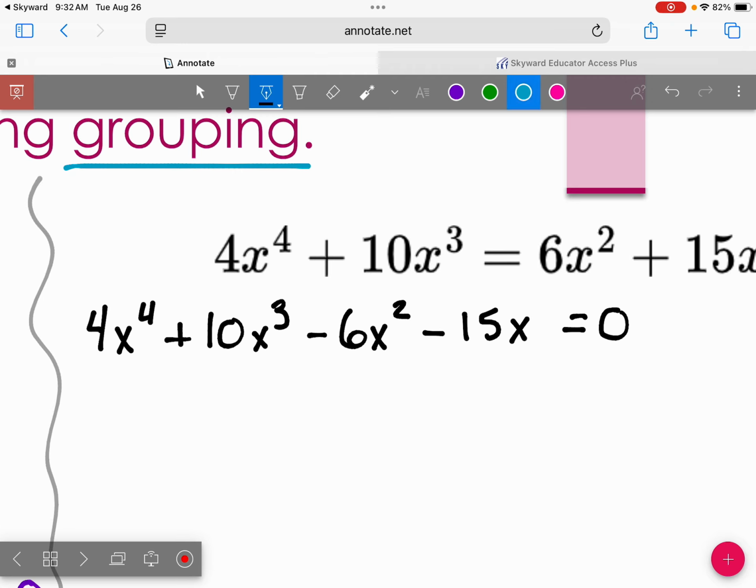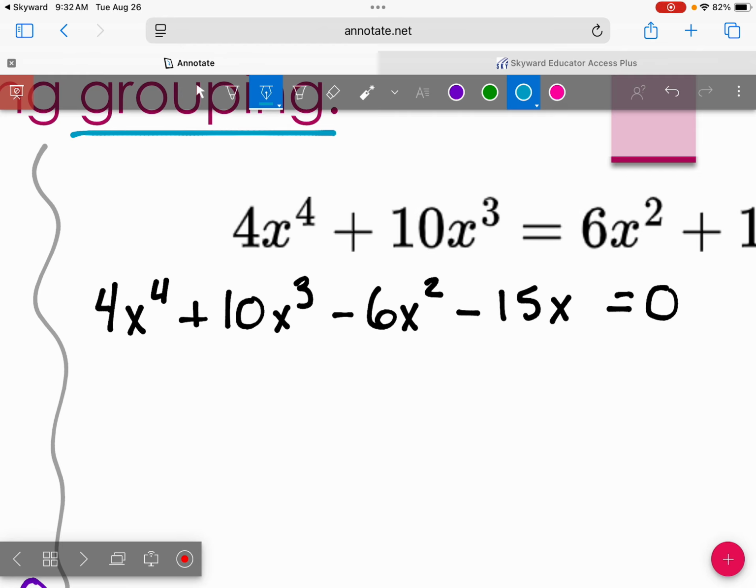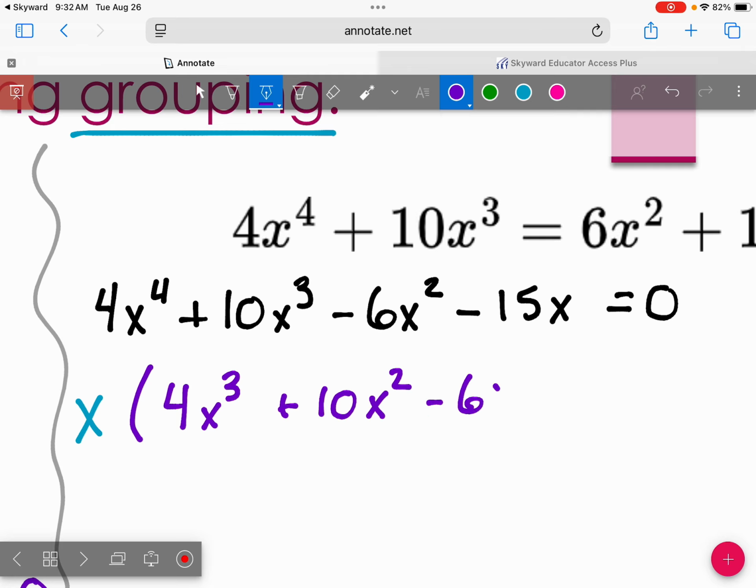What do we do next? You can group them here, but there's actually something that would make things easier if we do it first. We have a GCF. What's our GCF? X. By taking an x out, that's going to leave us with our 4x cubed plus 10x squared minus 6x minus 15. So watch out for GCFs. They'll happen in polynomials too.